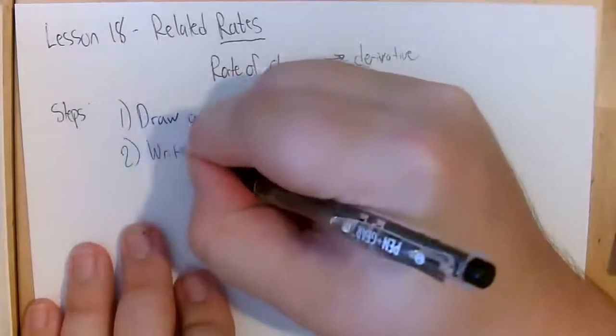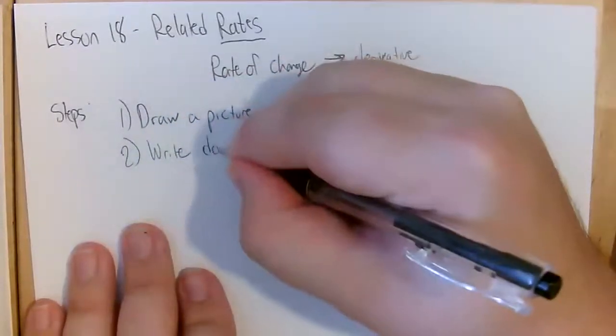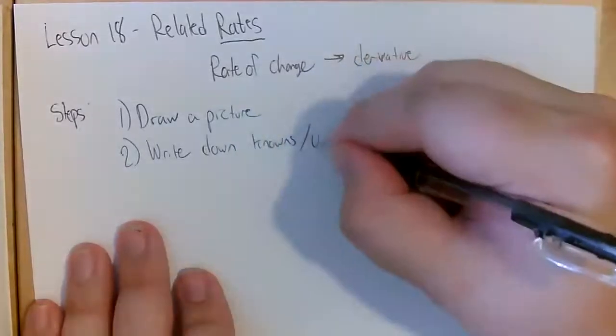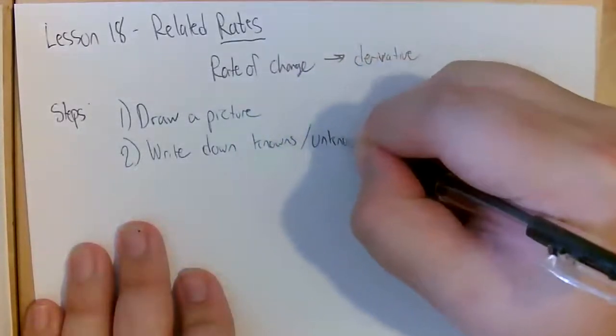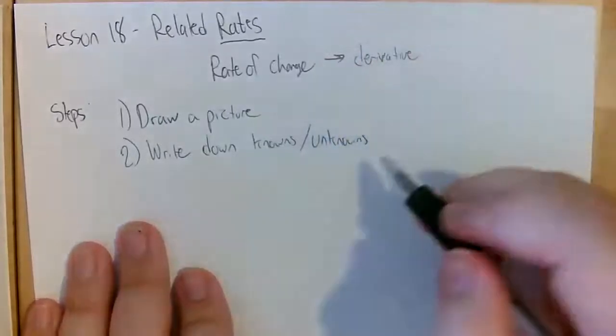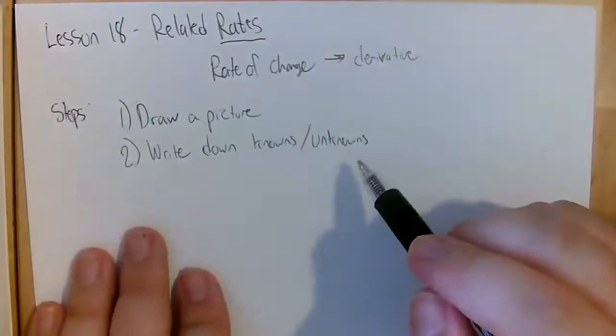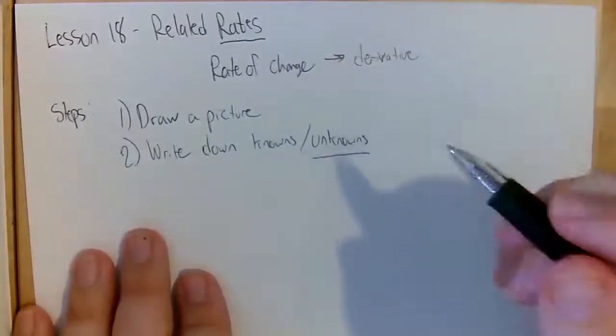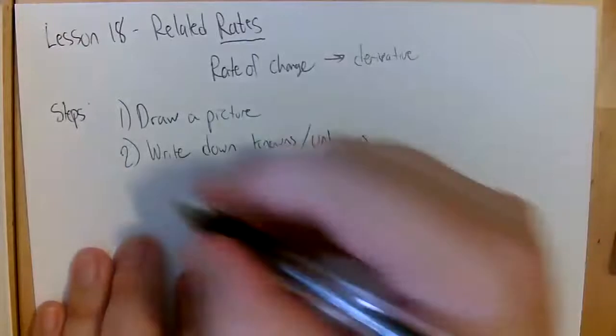Then I would fill in your picture, or at least write down the information that you're given, so the knowns, and then the information you wish to find out, or the unknown. So I'd write all of that down, and then especially focus on what your goal is, what you need to find here.